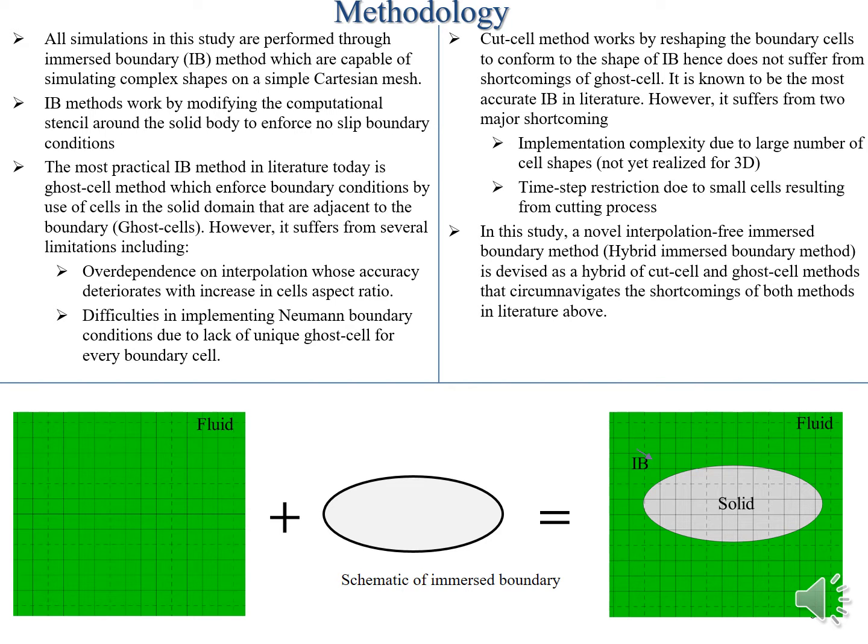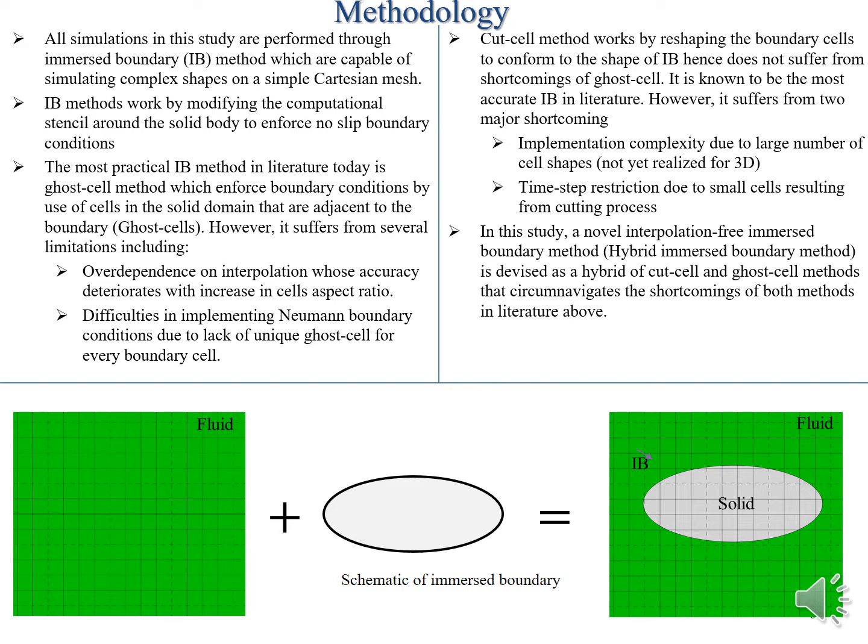For the sharp interface immersed boundary method, we have first the ghost cell and then the cut cell. Now the ghost cell method enforces the no-slip boundary condition through the action of a ghost cell. A ghost cell is defined as a cell in the solid domain that has at least one neighbor in the fluid domain. The values of the conservative properties in this ghost cell are modified so that we enforce the no-slip boundary condition at the interface.